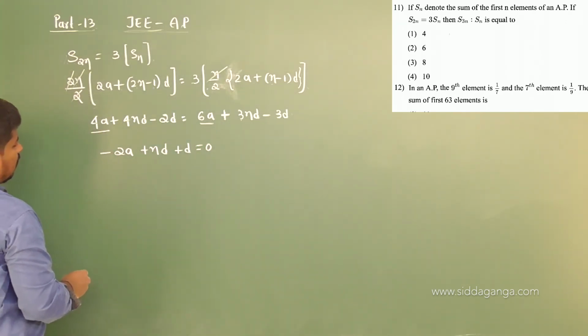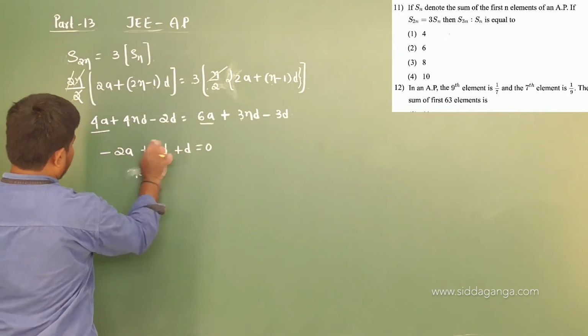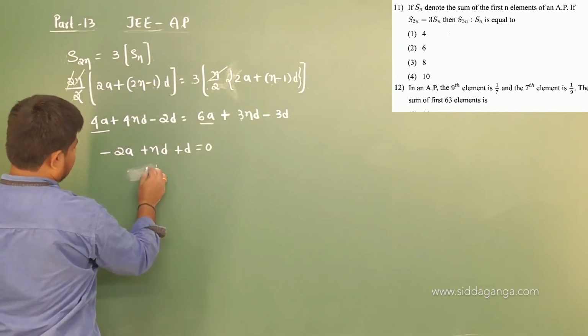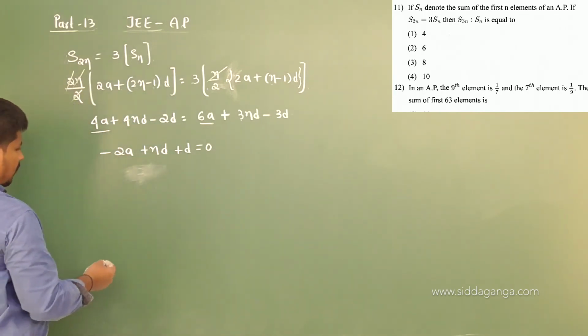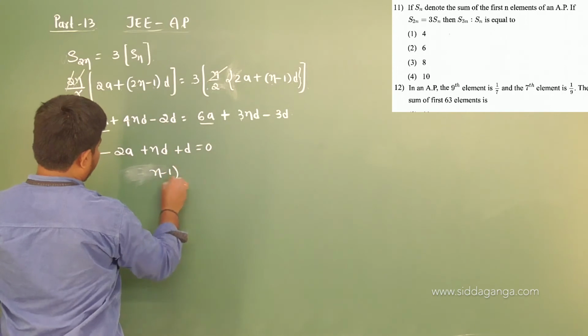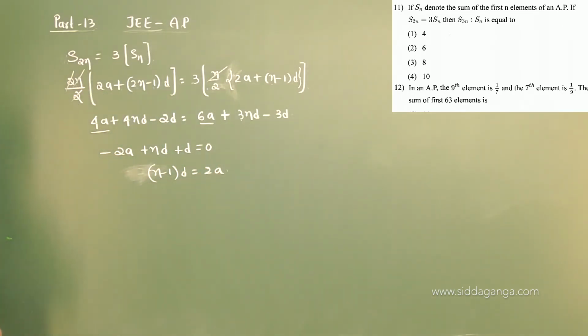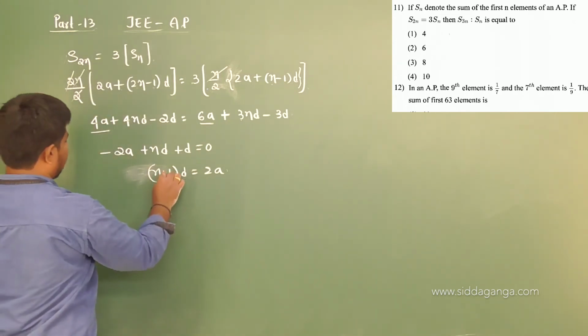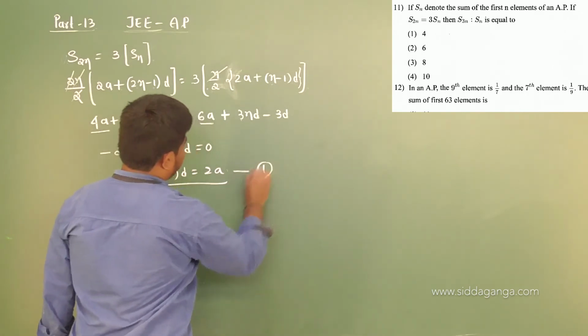Or I can write this as n plus 1 into d, that is nd plus d, is equal to 2a. Let me take it as equation 1.